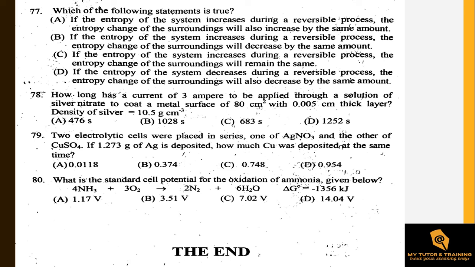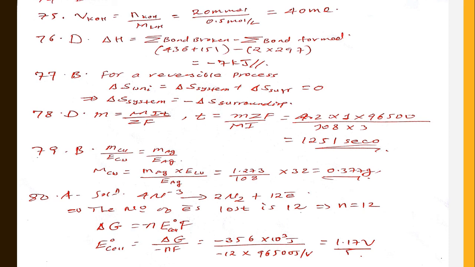What is the standard cell potential? Standard cell potential ማለት E naught ብለን የምንጠራው ማለት ነው ተማሪዎች። For the oxidation of ammonia given below reaction equation ተሰጥቶናል። ናይትሮጅን ከ minus 3 ወደ 0 ነው የሄደው። ስንት ናይትሮጅኖች ናቸው? 4። እያንዳንዳቸው 3 ኤሌክትሮን ሉዝ ካደረጉ 12 ኤሌክትሮን ማለት ነው። So the number of electrons lost by nitrogen is 12.